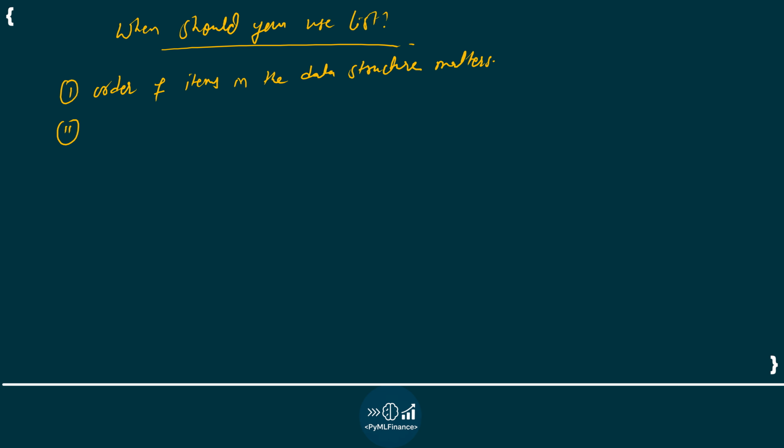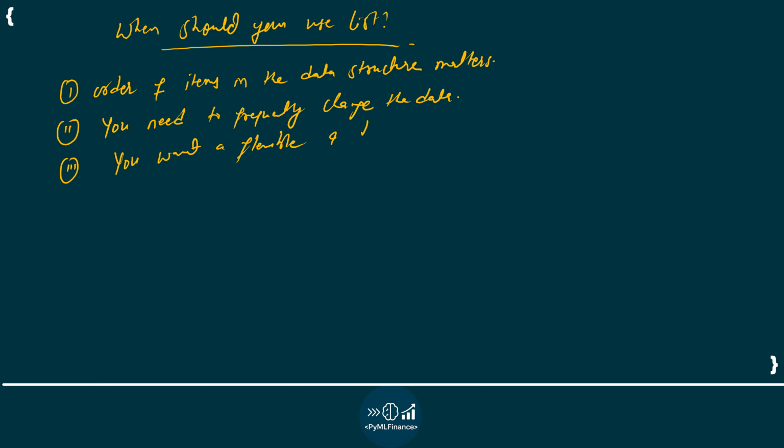Second can be you need to frequently change the data. In this case, you should go with list. Also, let's say if you want a flexible and dynamic container, then you can go with list, no doubt. You want a flexible and dynamic container or data structure, whatever you say. In these three cases, you should always consider using list.